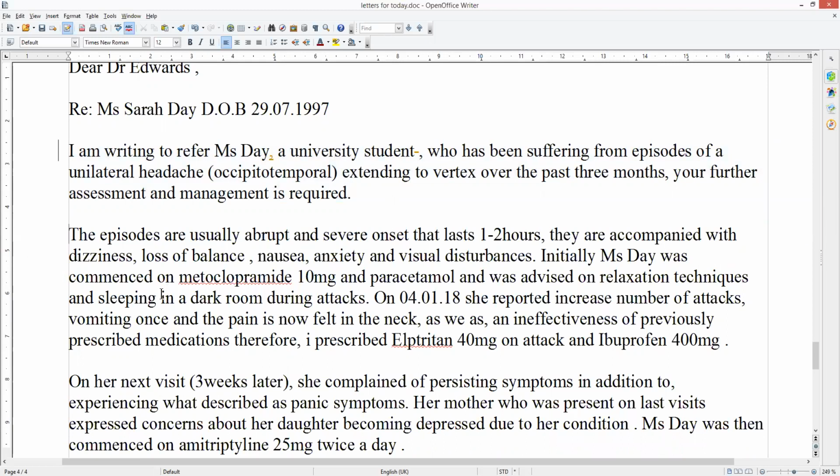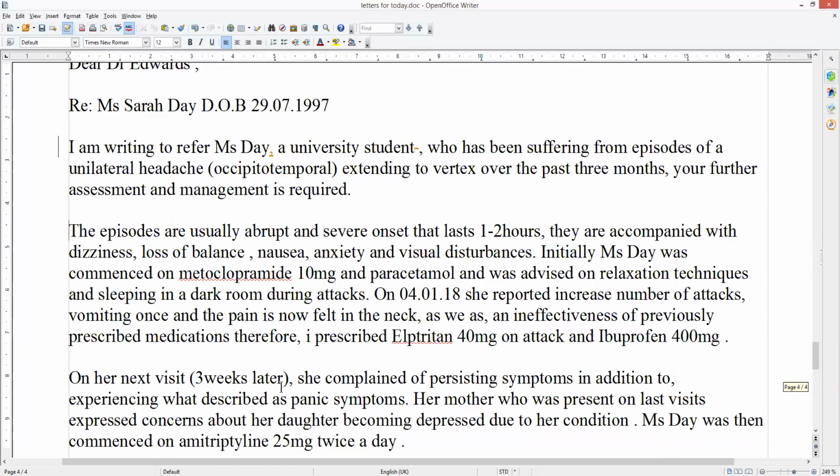Where's this from? The episodes are usually abrupt and severe. Well, that doesn't make sense putting that sentence there. So either you have, or you should have, a history section or paragraph. You know, in terms of a medical history, she has had this and this and this, but simply jumping straight in with no connection. The episodes are usually abrupt. That doesn't really make sense in terms of logic.